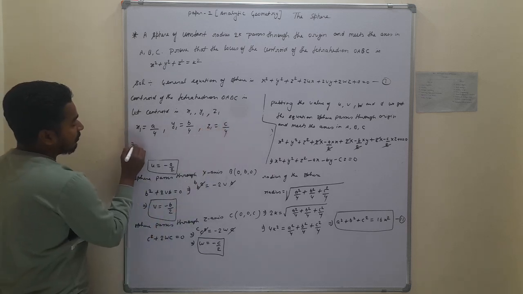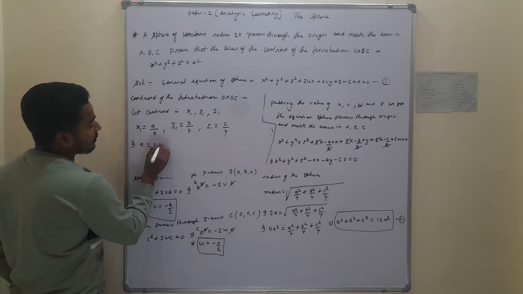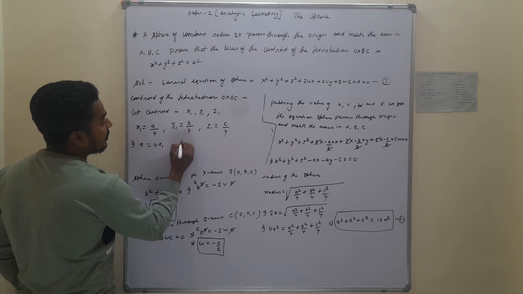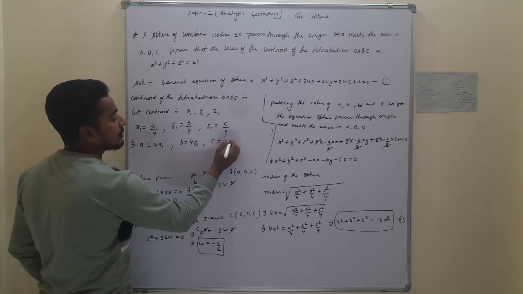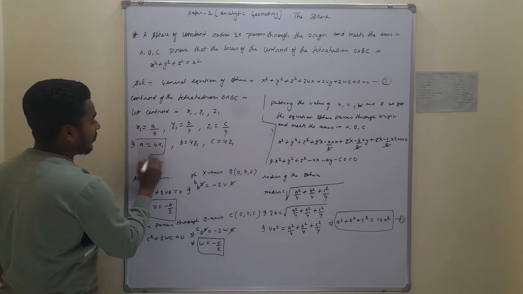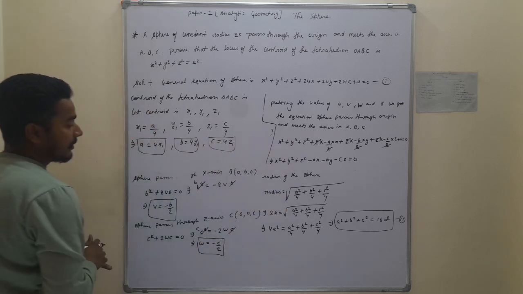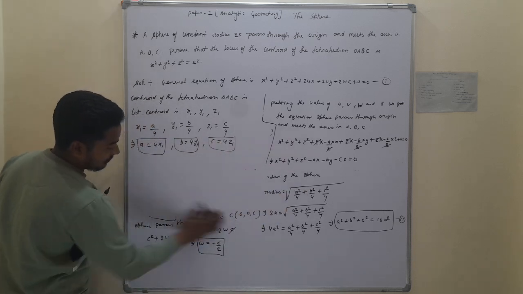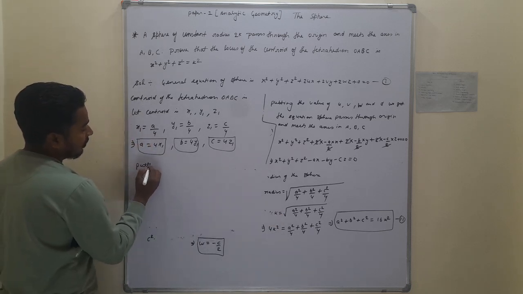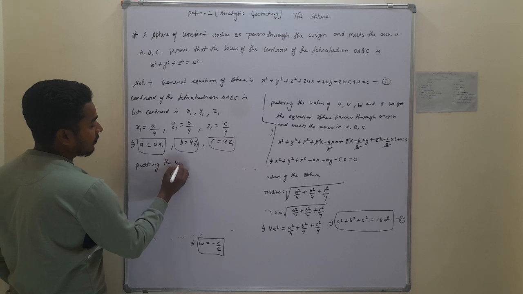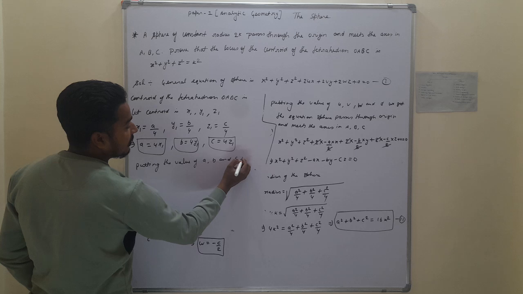From here we have to get a is equal to 4x1 and b is equal to 4y1 and c is equal to 4z1. Putting the value of a, b and c in equation second.